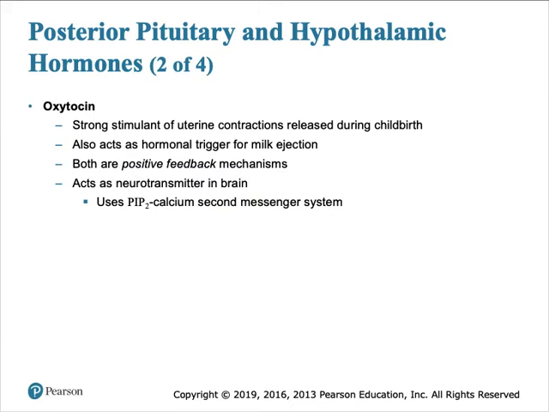It acts as a neurotransmitter in the brain and uses that PIP2 calcium second messenger system. So if you remember, what happens there is the hormone, oxytocin, is going to go to the target cell and cause the receptor to split. It's going to activate a G protein which splits the PIP2 phospholipid into DAG and IP3. And the IP3 will also cause release of calcium.